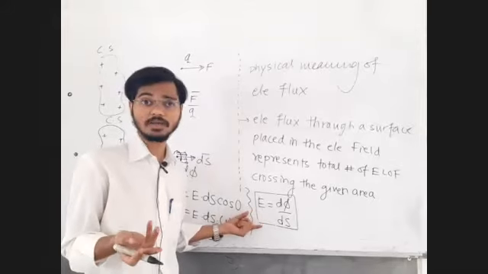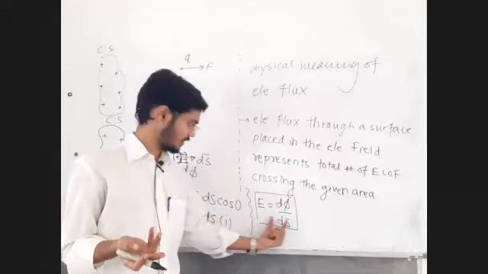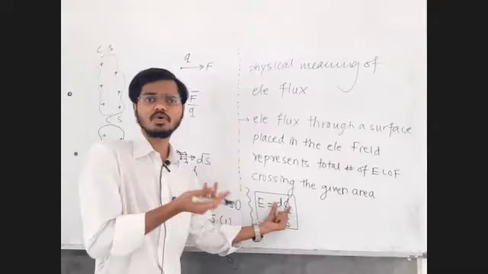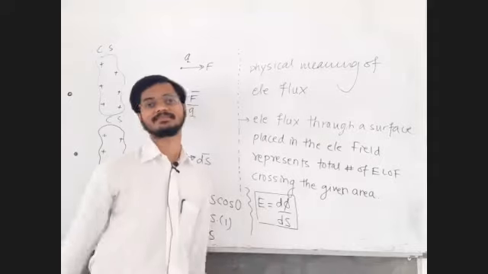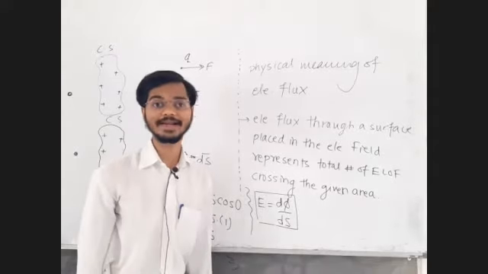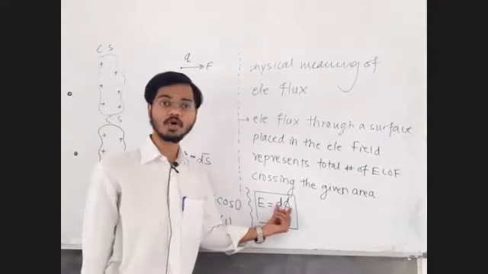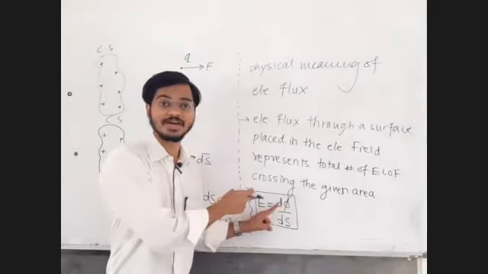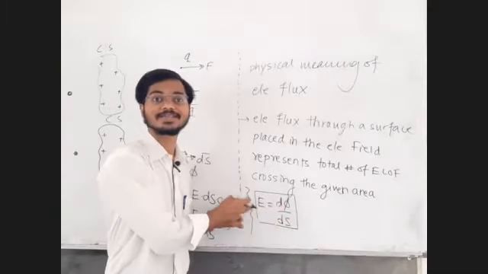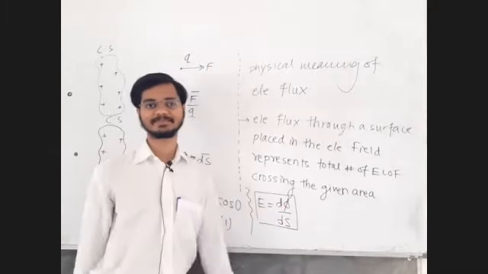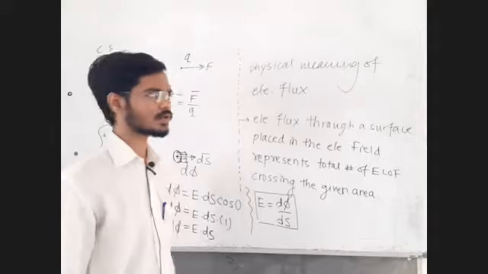Crowded lines mean, in a given area, more lines, which means more magnitude of electric field. So this is mathematically verified. Crowded lines means more number of lines. More number of lines means more flux. More flux per unit area means more electric field. Mathematically verified. Yes, no, reply.